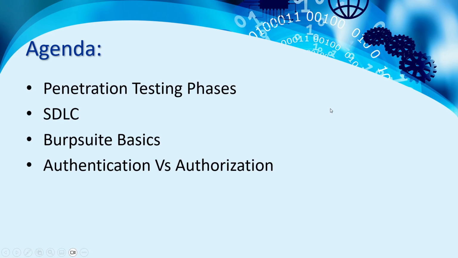Yeah. So today we are going to cover these four areas in the current session. First, the penetration testing phases. We already covered them yesterday, but we are going to take a deeper dive. Then what is the software development life cycle, and the tool which we are going to use, that is Burp Suite, and how we are going to use it to take advantage of manual testing. And the last one is what is authentication and what is authorization, how they are the same but different, and what is the difference between them.